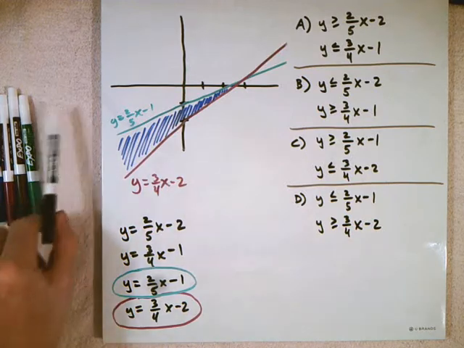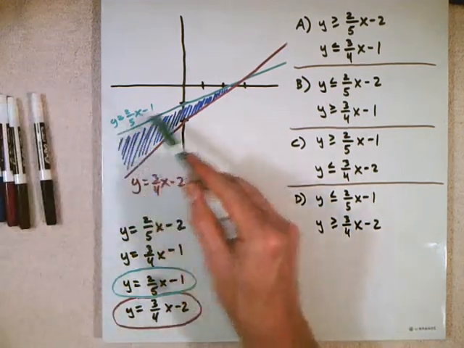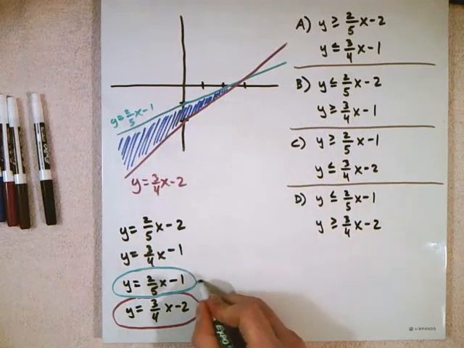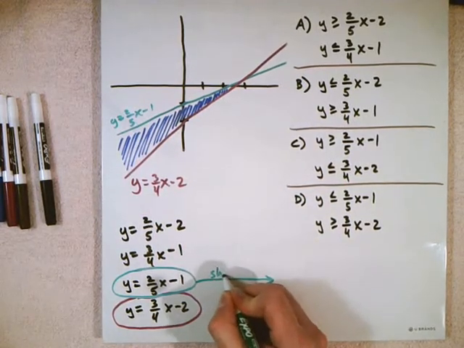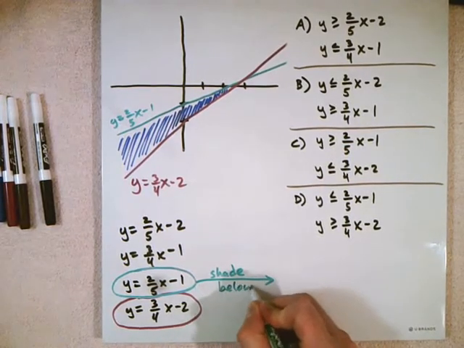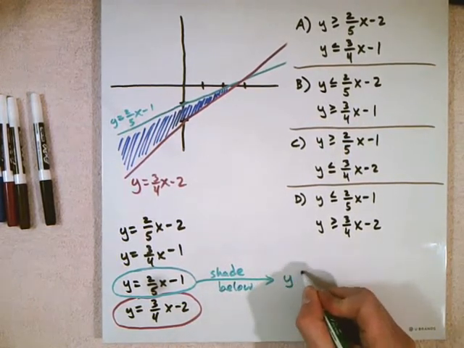So take a look at your green line here. Clearly the shading is below the green line. And so if I shade below, what kind of inequality tells me to shade below the line? A less than type, doesn't it? So you're going to say y less than or equal to 2/5 x minus 1.